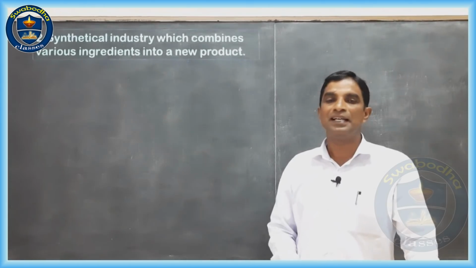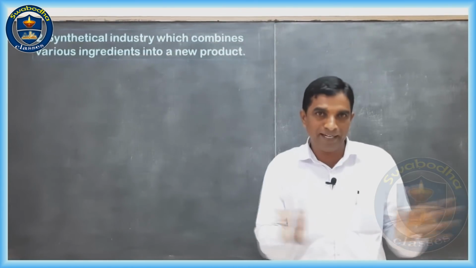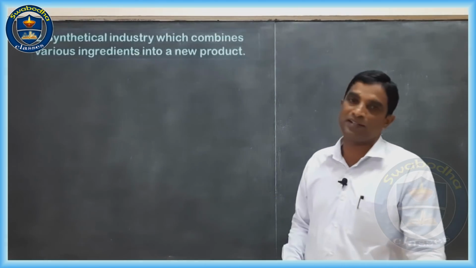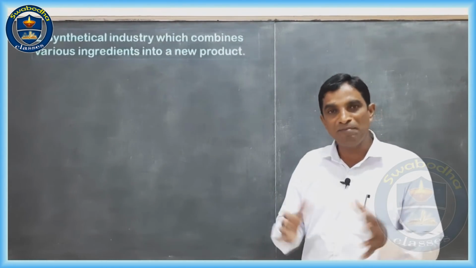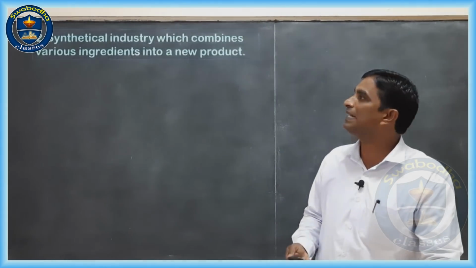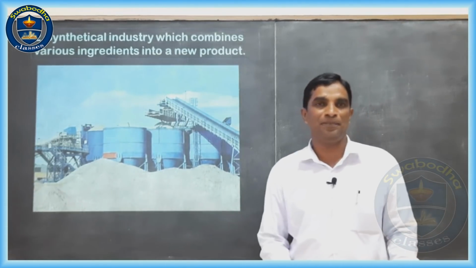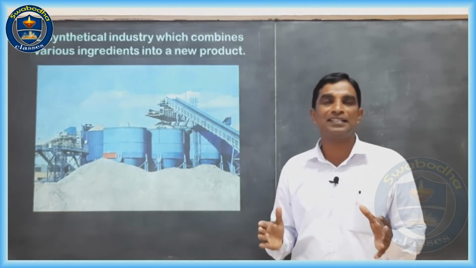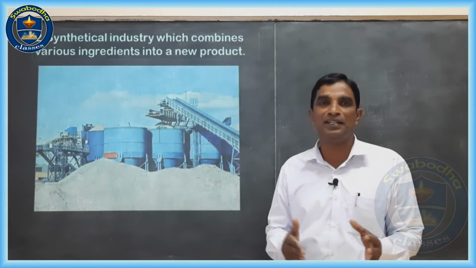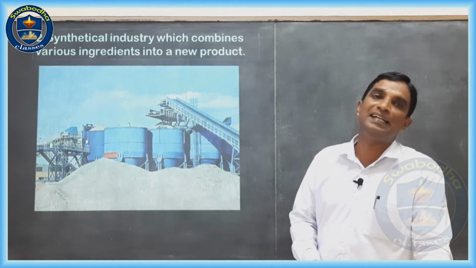The second type is synthetical industries, which combine. Earlier, analyzing meant separating; synthetical means combining various ingredients into a new product. An industry which combines various ingredients and makes a new product we call a synthetical industry. Here, this is an example for synthetical industry: the cement industry. They combine various ingredients and manufacture cement. So this is the second type of manufacturing industries, called synthetical industry.